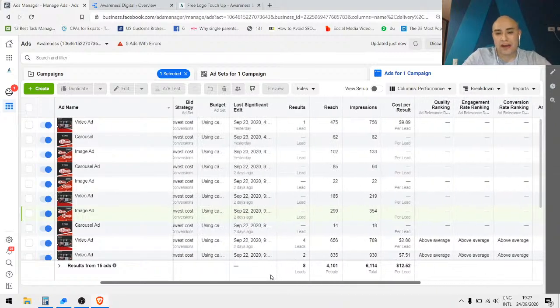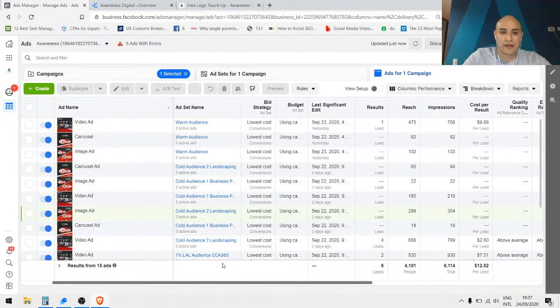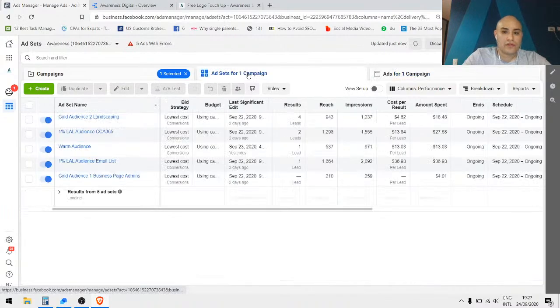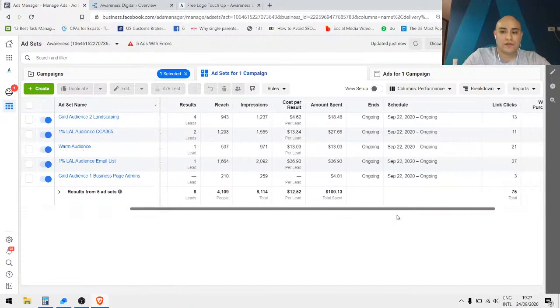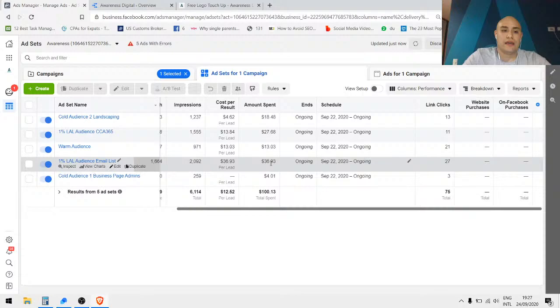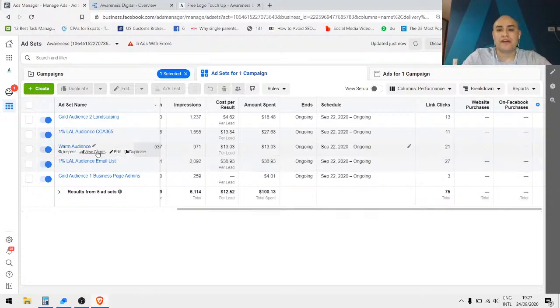I'm not going to get into the impressions and the reach and all this other thing, but this is how you run a CBO campaign for starting out at Facebook, whether you're an existing business, you're a new business, you don't have any experience.